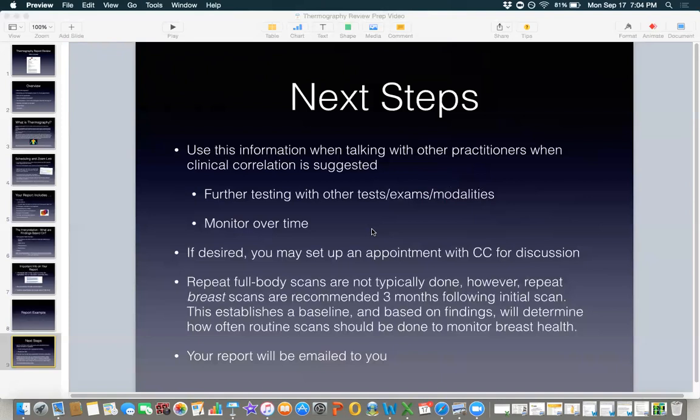And then when we are done talking over our Zoom appointment, I will be sure to email your report to you so that you have a copy of it.